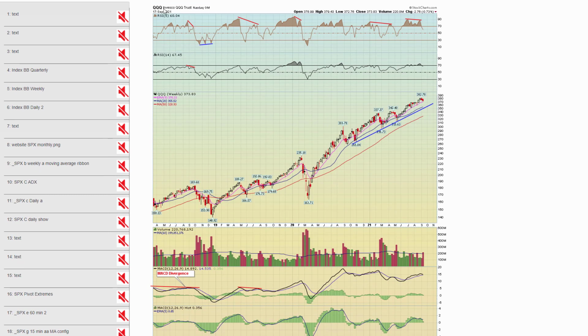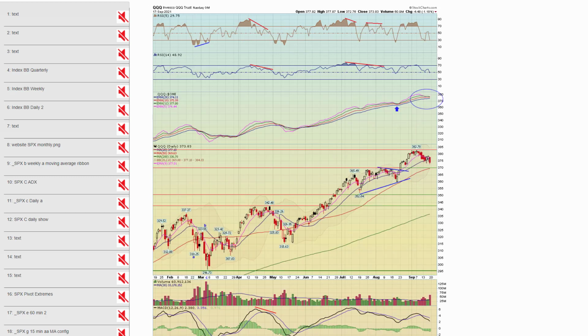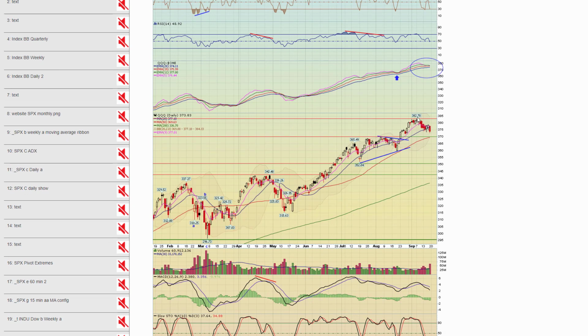Here's the Nasdaq 100. So far, pulling back the last couple weeks. Obviously, it's been a crazy strong uptrend from then. Here's the daily. That's your resistance here. Lost the 20-day moving average last week. You can see 370 is the big support, which I've been talking about.